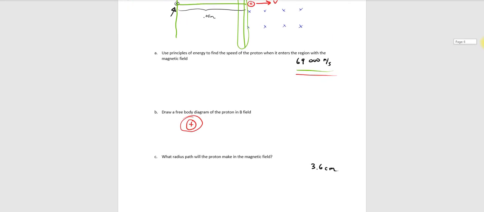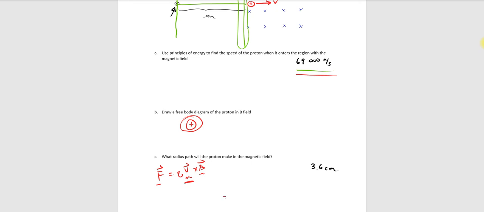Part C, what radius of path would this proton undergo? So remember the magnetic force, when you calculate it, is QV cross B. And the magnetic force always makes a right angle to both of these, the V and the B. When your force is at a right angle to the V, the proton won't speed up or slow down, but it will change in direction. That's going to force a circular path.